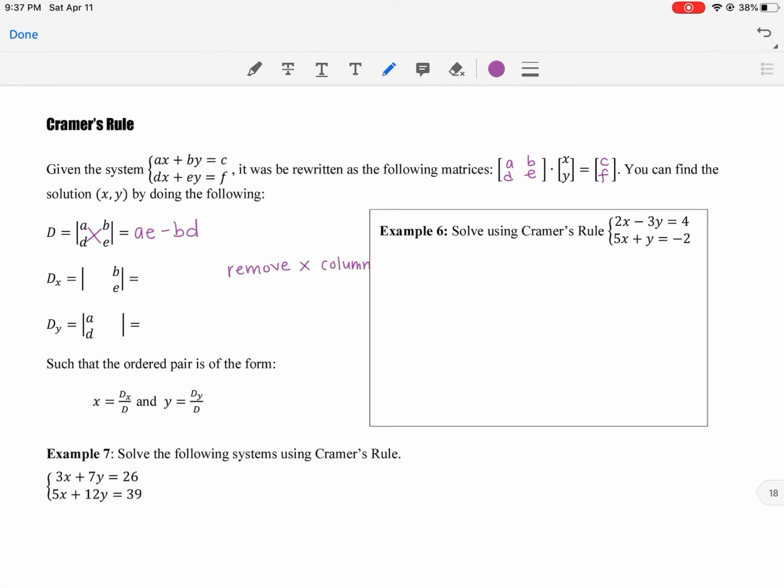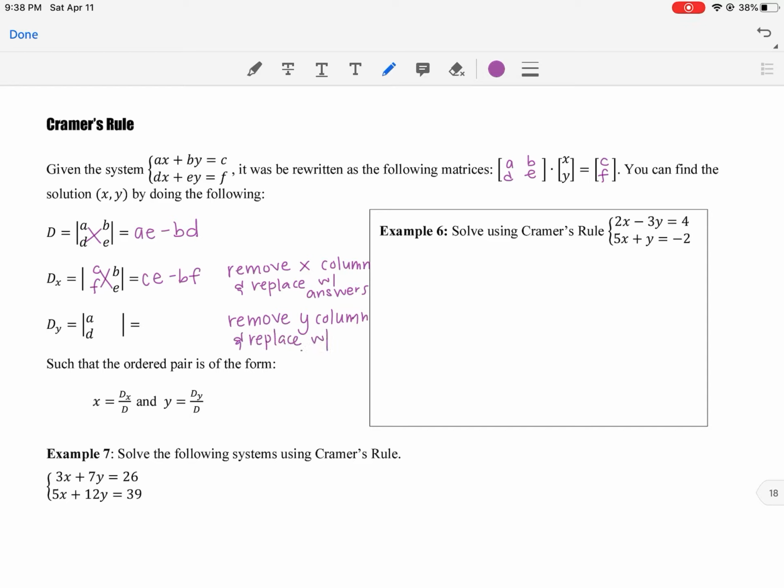And then we are going to remove the x column and replace it with the answers. So we're going to replace this with c and f. So we're going to do c times e for the determinant minus b times f.